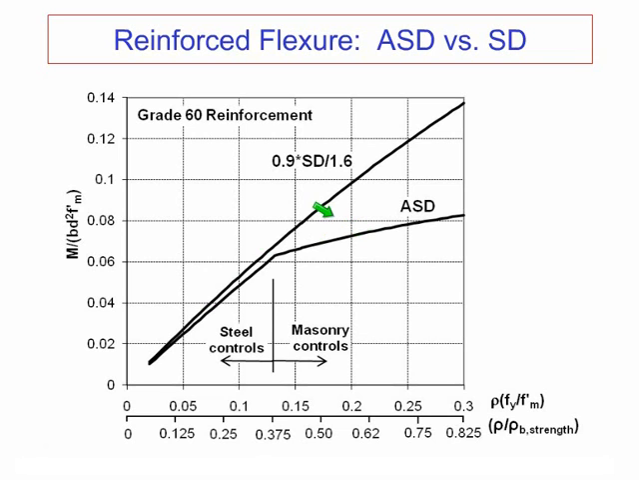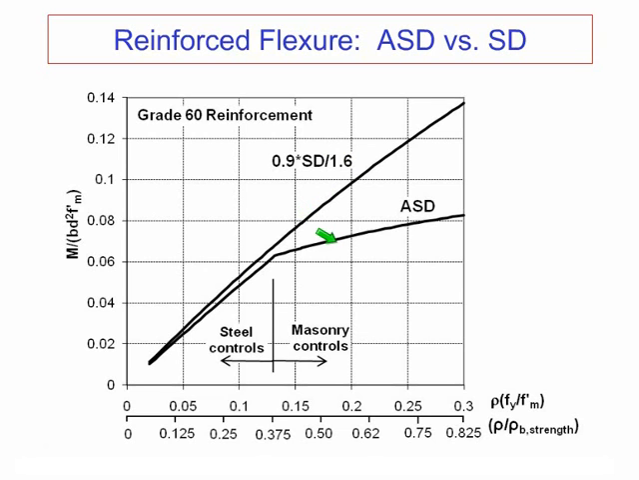Now this upper line up here, for comparison, is a strength reduction factor of 0.9 times the nominal moment divided by a maximum load factor of 1.6. So we're trying to compare as much as we can apples and apples here between strength design and allowable stress design. Once the allowable masonry stress starts to control, then allowable stress design becomes much more conservative than strength design.